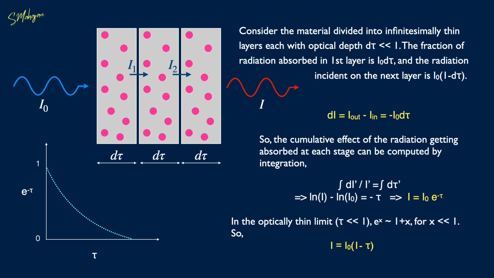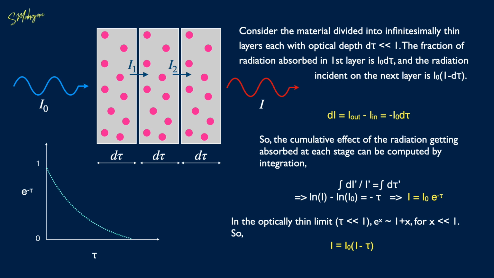So the change in intensity due to absorption in the first layer is actually minus I naught d tau. The cumulative effect of the radiation getting absorbed at each stage can be computed using integration and leads to the fact that the final intensity is I naught times exponent of minus tau, where I naught is the intensity of the incident radiation and tau is the optical depth of the material.